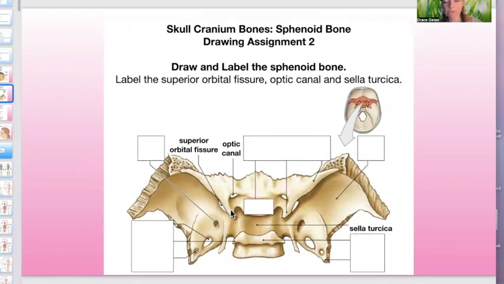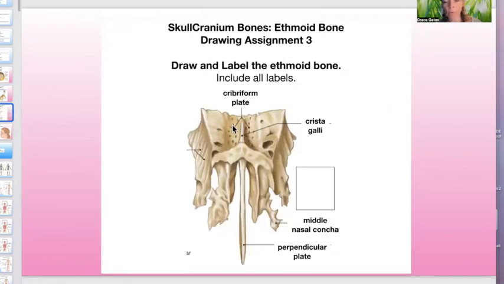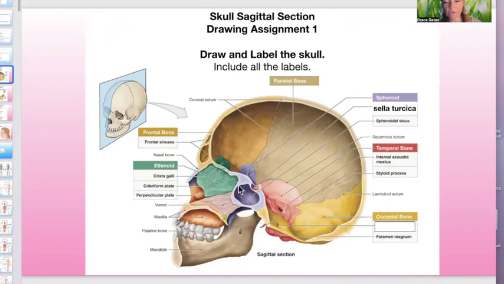Then you'll be asked to draw one of the bones of the cranium, another bone of the cranium, and yes, I picked the most complicated ones. The one shown here in purple, the sphenoid bone, and the one shown here in green, the ethmoid bone. You will also be drawing a sagittal section of the face, which lies anterior to the cranium part of the skull. So we have the cranium here, the face here, and you'll be drawing all that.